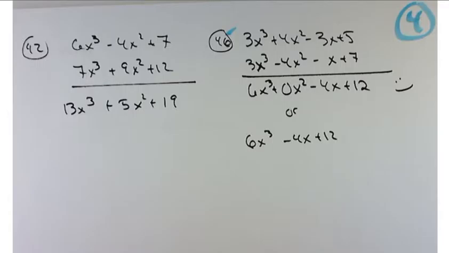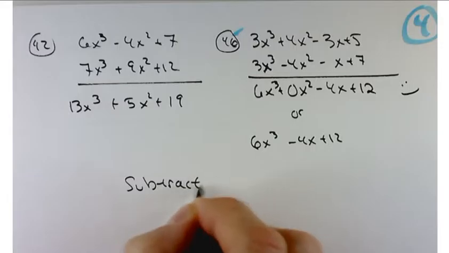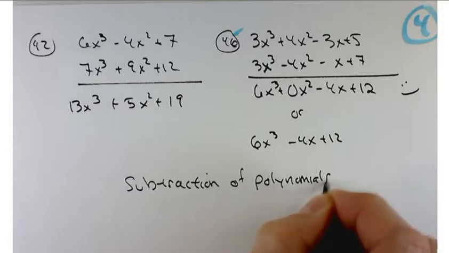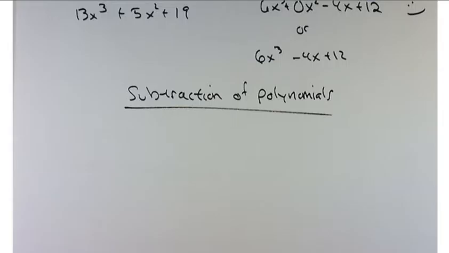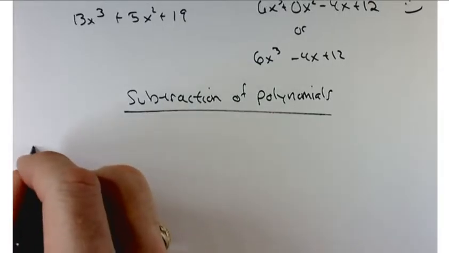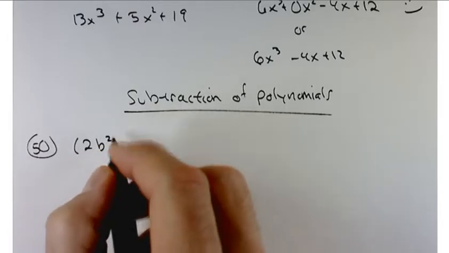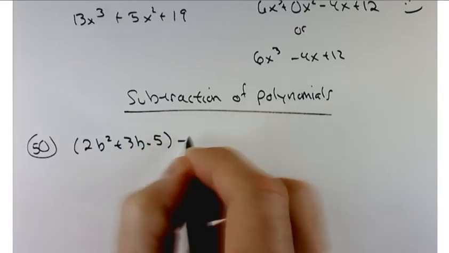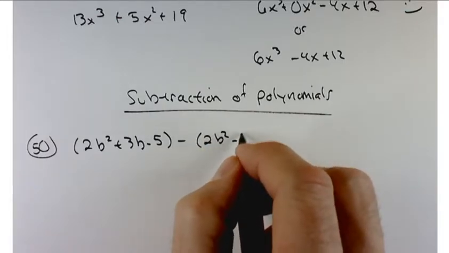Let's work with subtraction. Subtraction is going to make a little bit of a difference for us. So, subtraction of polynomials. We'll start with problem number 50. 2b squared plus 3b minus 5 minus 2b squared minus 4b minus 9.